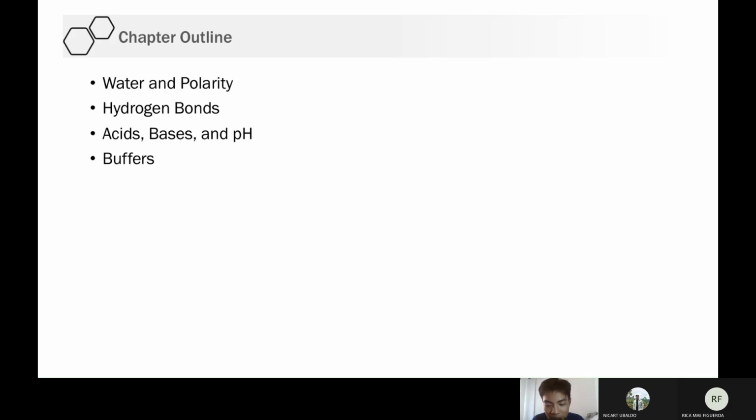Bago tayo mag-start sa topic mismo, this is our chapter outline. We'll discuss water and polarity, okay? What are the factors that can attribute to the polarity of a molecule? Then next, we will have hydrogen bonding, basically the intermolecular forces of attraction, if you could still remember them. And then, punta tayo sa acids, bases, and pH. And then lastly, we'll discuss buffers. Okay?